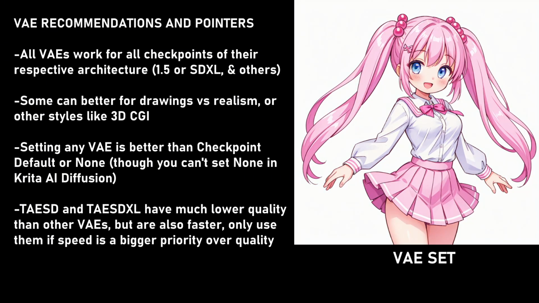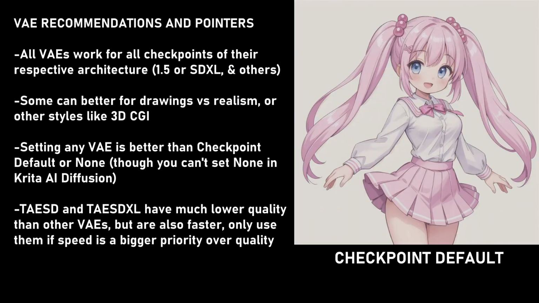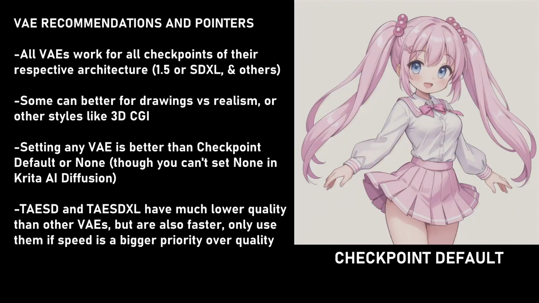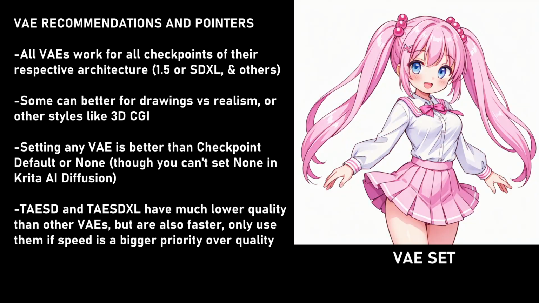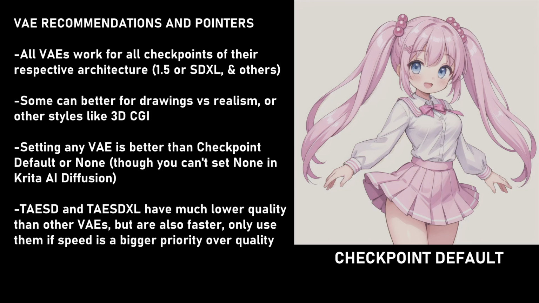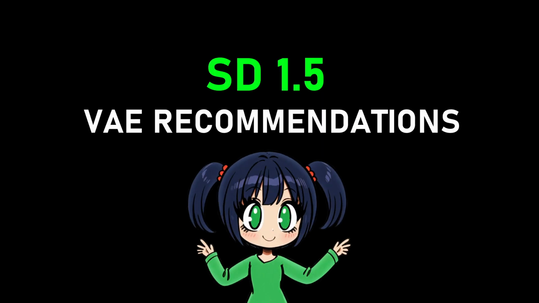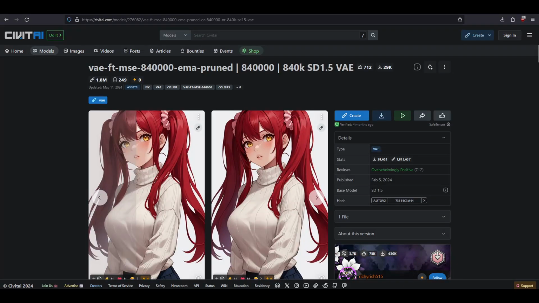I recommend the following specific VAEs. You can find them all linked in the description. All these can be used for any types of images, either in 2D, 3D, and realism, but each is a bit better for certain applications and intentions. First off, here are some SD 1.5 VAEs. This is the VAE provided by Civitai AI for SD 1.5. It's good for general use, but a bit more optimal for realism and 3D.